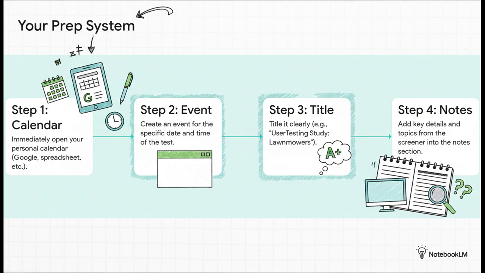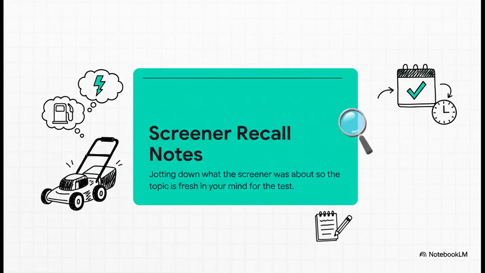Create an event for the test, give it a really clear title so you know exactly what it is, and then, this is the secret sauce, add notes about the screener you just answered. We call these screener recall notes. So for instance, if the screener was about lawnmowers, you might jot down little things like talked about gas versus electric or mentioned I cut my grass once a week. Why do this? Because the test might be days or even a week away, and there's no way you're going to remember the little details that got you the gig in the first place.